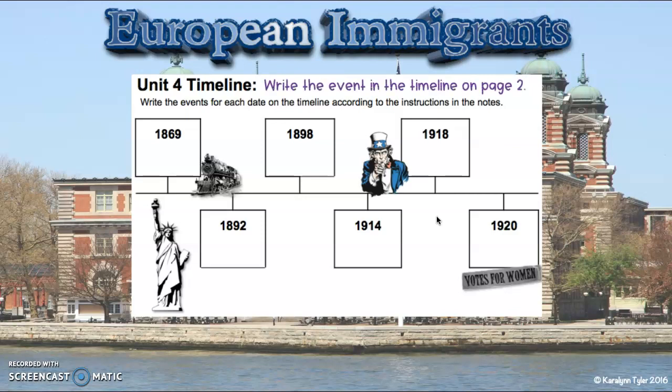On page 2 of our notes packet, we have the unit timeline. Would you please add Ellis Island opened in 1892? We have the Transcontinental Railroad finished in 1869, and then 1892, Ellis Island opened.